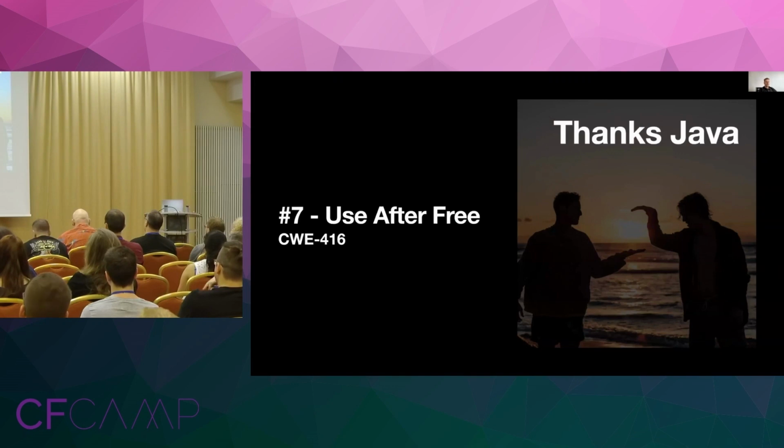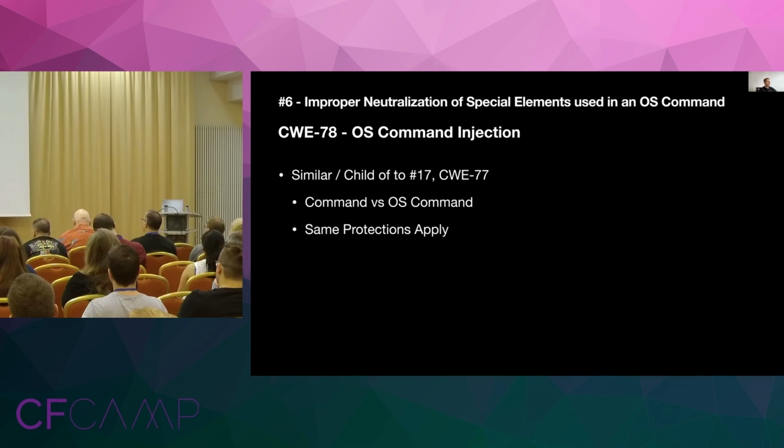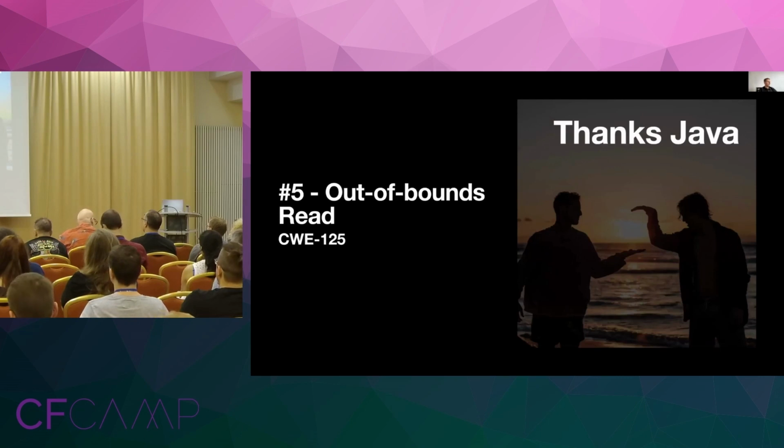Number 7, use after free vulnerabilities. Again, these are memory issues that Java takes care of for us, so thank you. OS command injection is very similar to one that we already looked at, so we're not going to go into too much detail on that one. But again, just make sure that if you're using things like CFexecute, you are not allowing any sort of untrusted input into the command or arguments. Number 5, an out-of-bounds read. Again, thank you, Java.